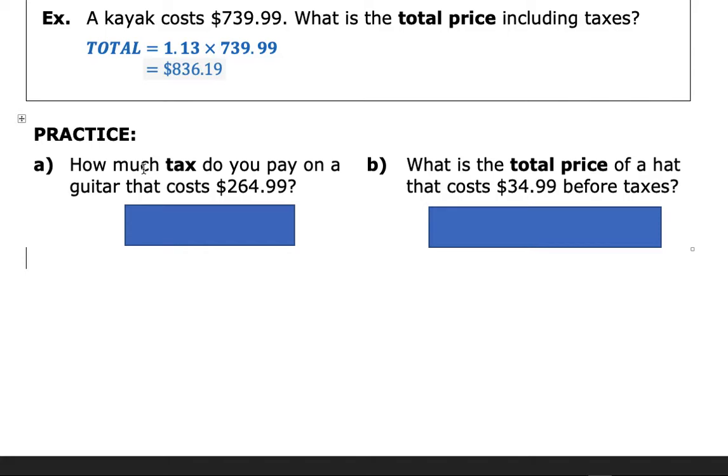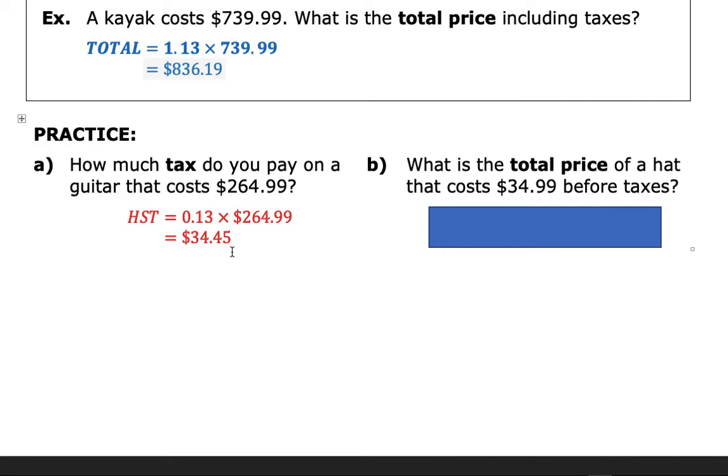A. How much tax do you pay on a guitar that cost $264.99? We can multiply this by 0.13 to find just the HST. And that amount rounded to the nearest cent is $34.45.